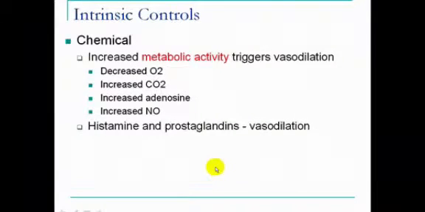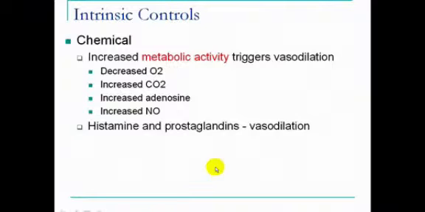The intrinsic controls are local, and they're usually chemical signals. What happens is, when a tissue is really metabolically active, it's going to need more of the blood supply, right? Because it's going to need more oxygen and more glucose. So if you have a tissue that has increased its metabolic activity, it's going to trigger vasodilation of that arteriole so that that area can get more blood.